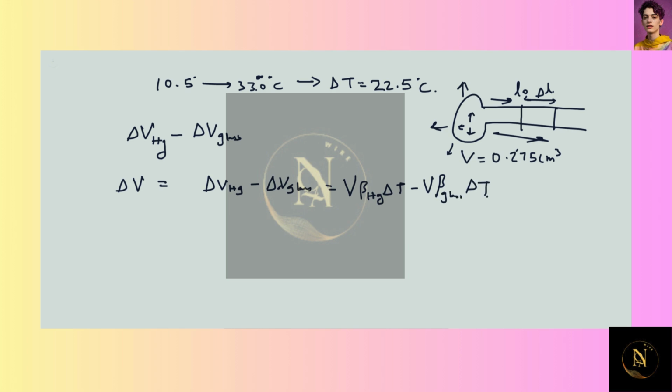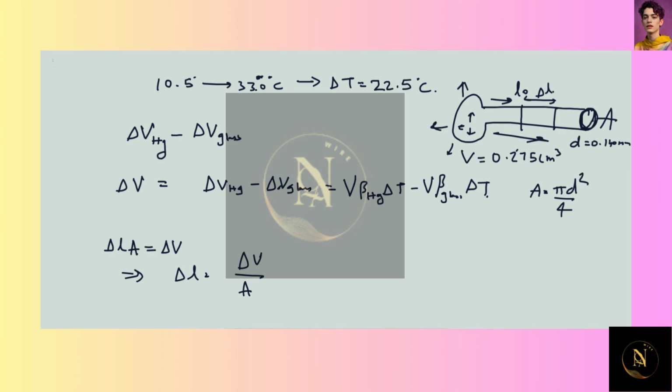Now, to find this length delta L, we know that the surface area of the tube, let's say it is A, times the changing length must be equal to delta V, which gives us the change in length is equal to delta V by the area. We know that the diameter is 0.140 millimeters, which means the area must be pi d square by 4.